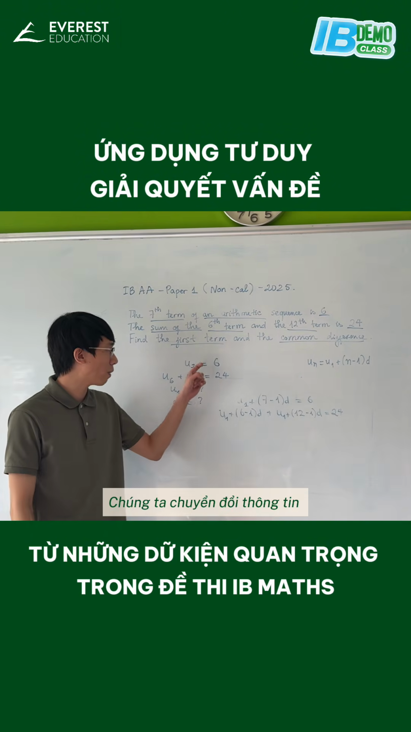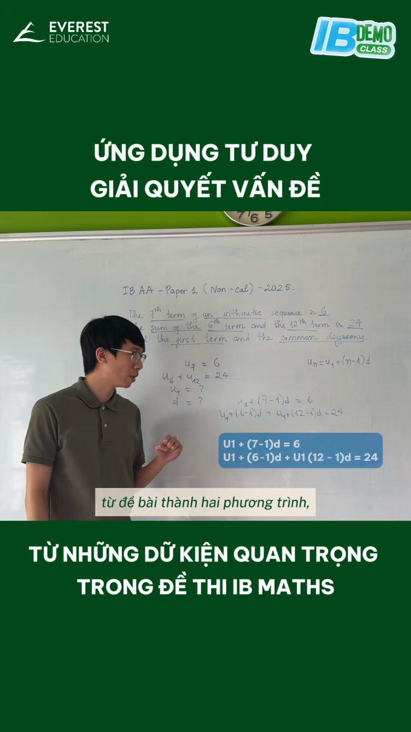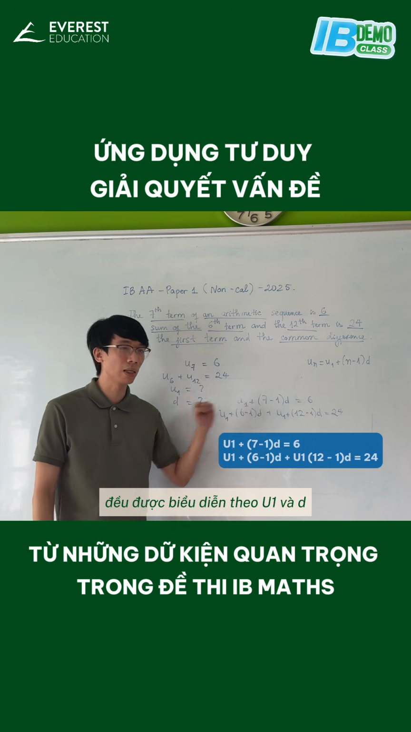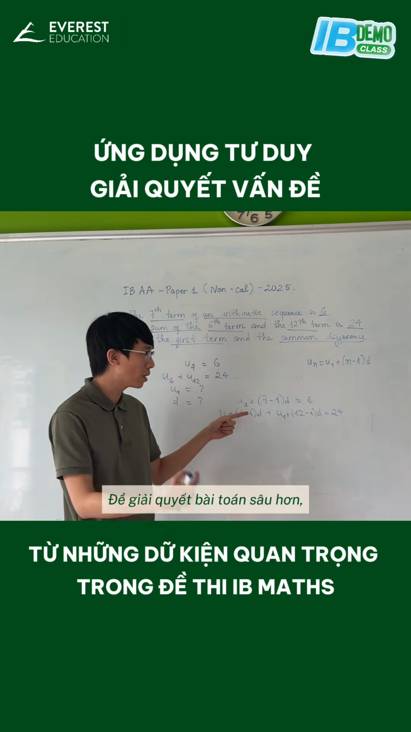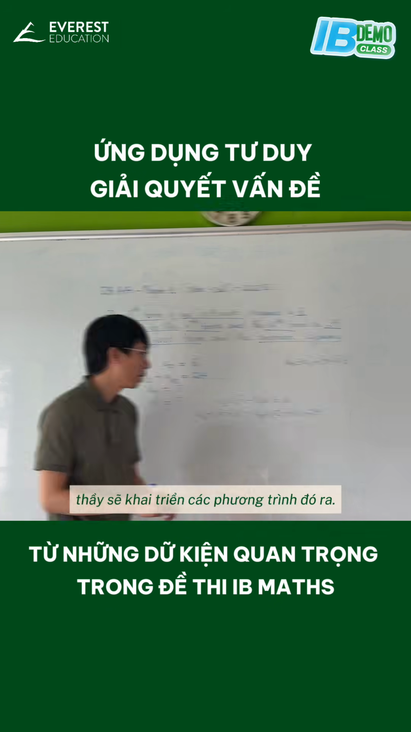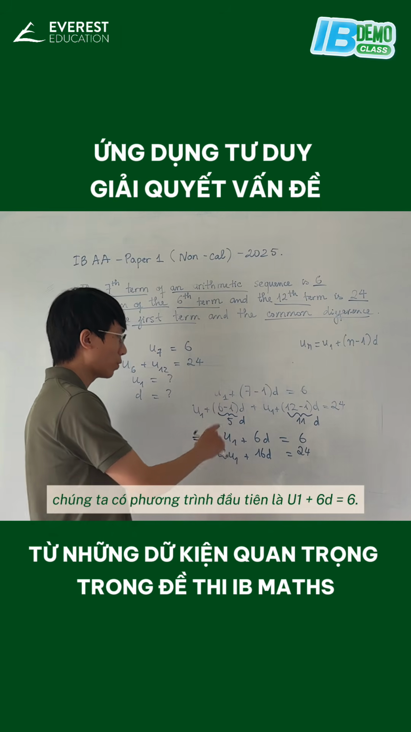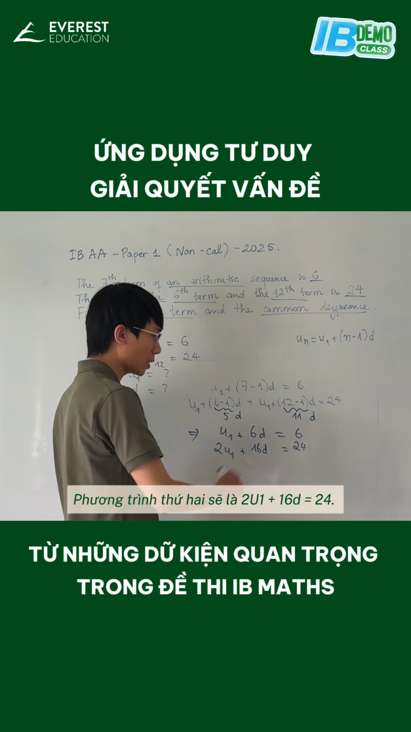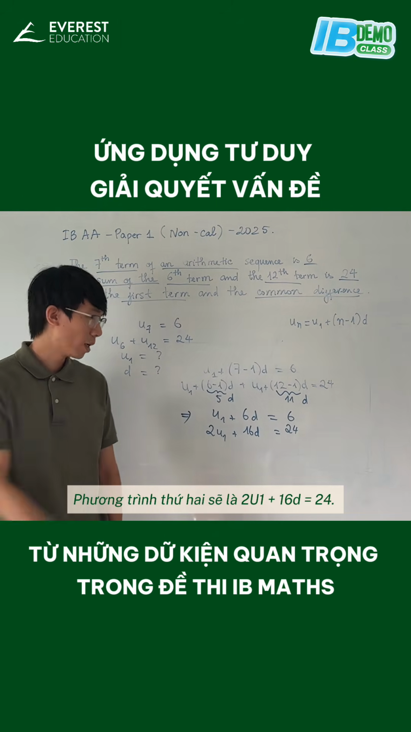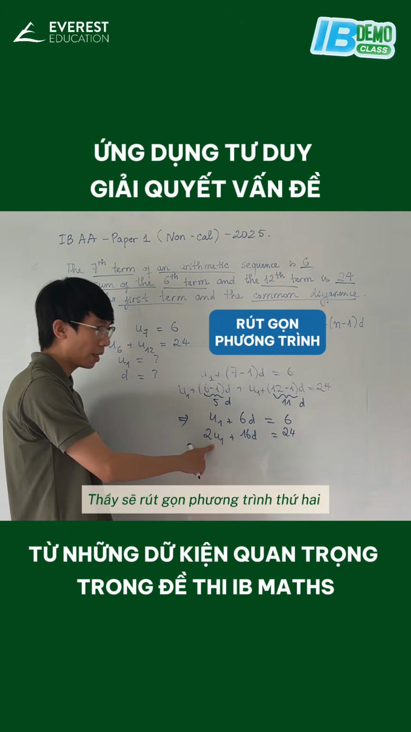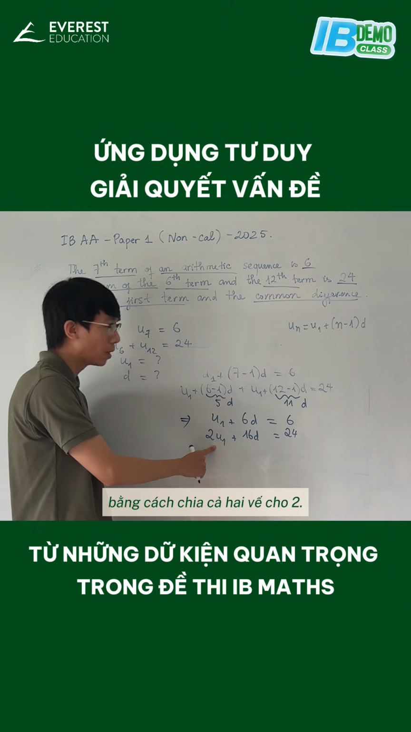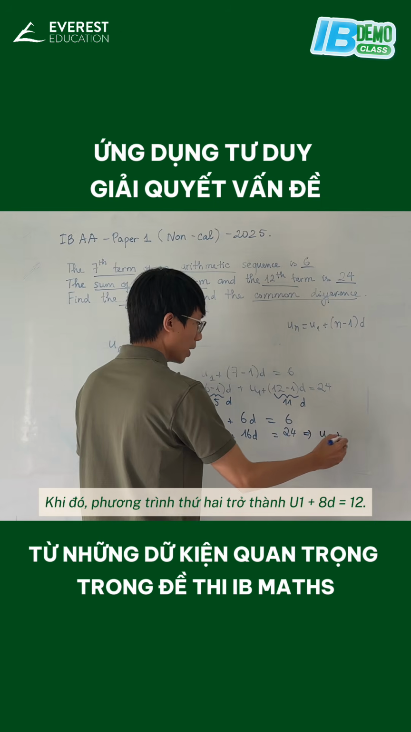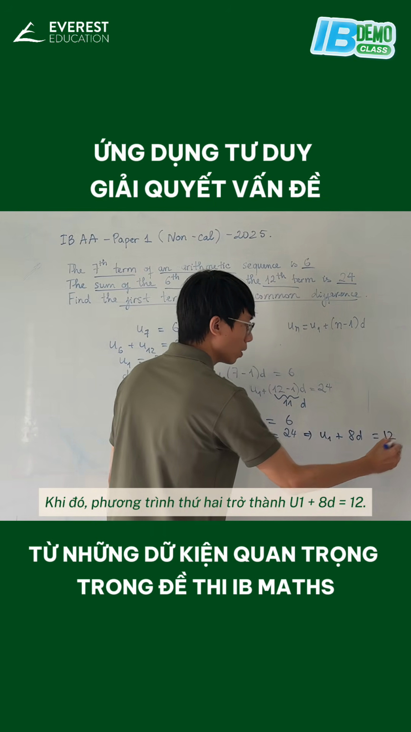We already converted our information into two equations, and these two equations are in terms of U1 and D. To keep going and solve this deeper, we want to expand it further. On this step, we have our first equation, 2U1 plus 6D equal to 6. The second one is 2U1 plus 16D equal to 24. I'm going to simplify the second equation by dividing everything by 2, so it turns into U1 plus 8D equal to 12.